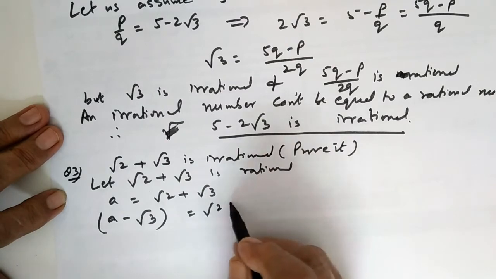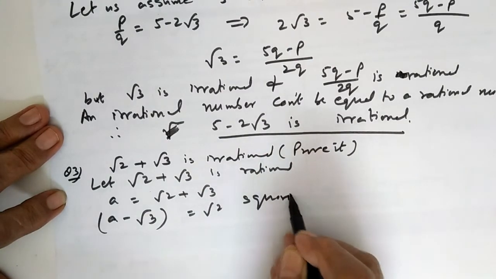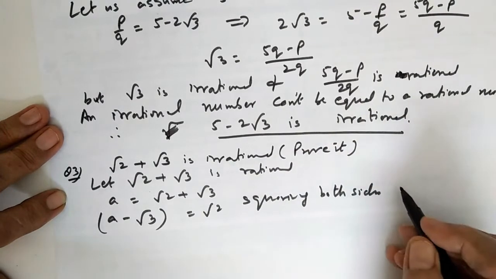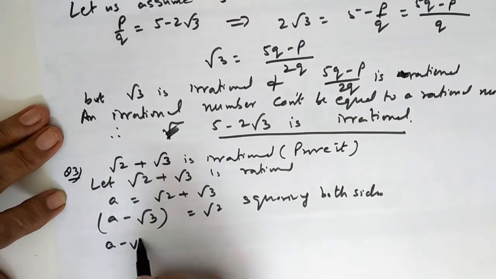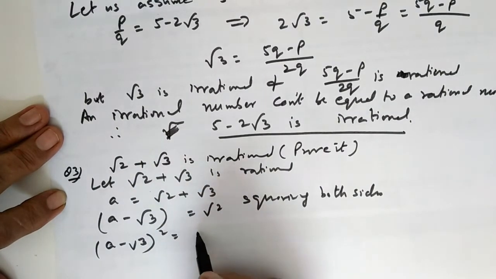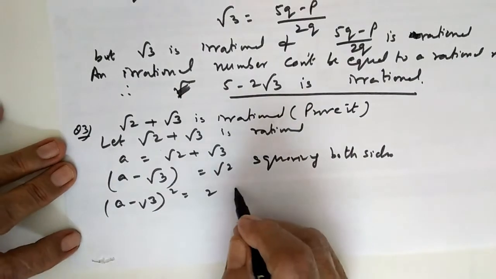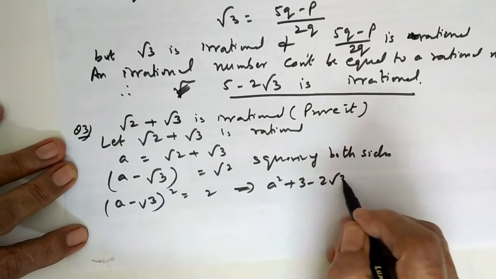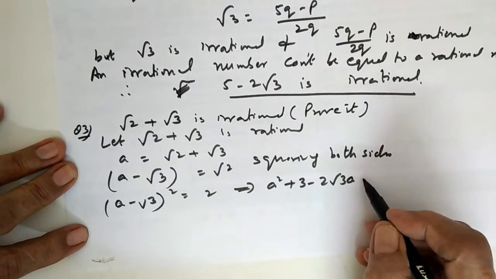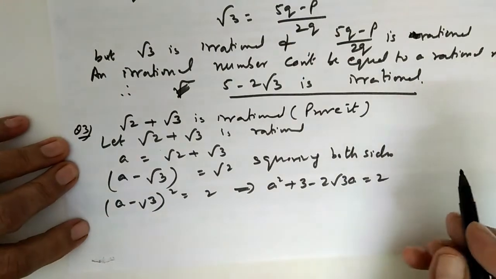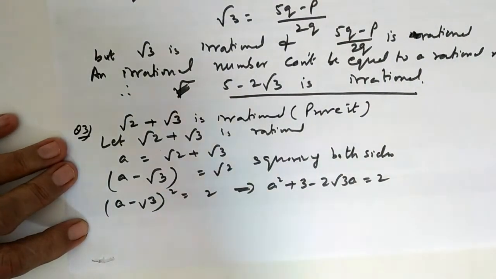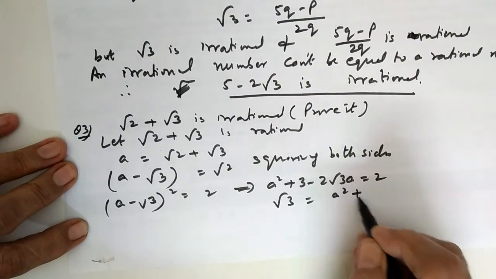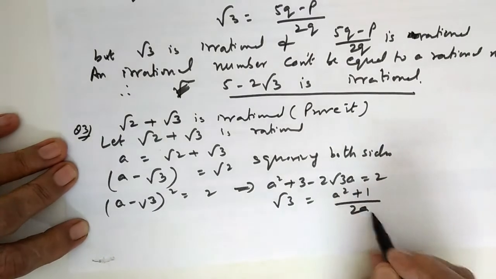Squaring both sides. A minus root 3 whole square is equal to 2. इस होल स्क्वायर को आपने इसको खोल दिया. A square plus 3 minus 2 root 3 a is equal to 2. यहाँ से आपके पास root 3 अलग करना है. Root 3 will be a square plus 1 upon 2a.